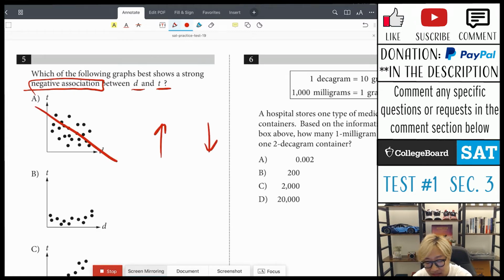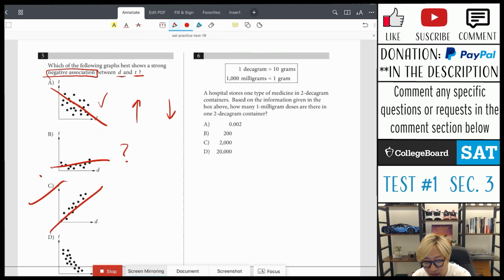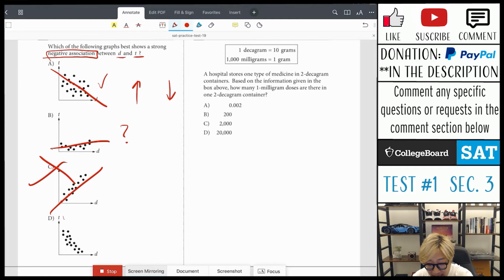So that, yeah, seems pretty good. That, I don't know. That, no. That's both going up. And that, yeah, that's decreasing. Between A and D, I don't know. It seems like this is more steep. So there it is.